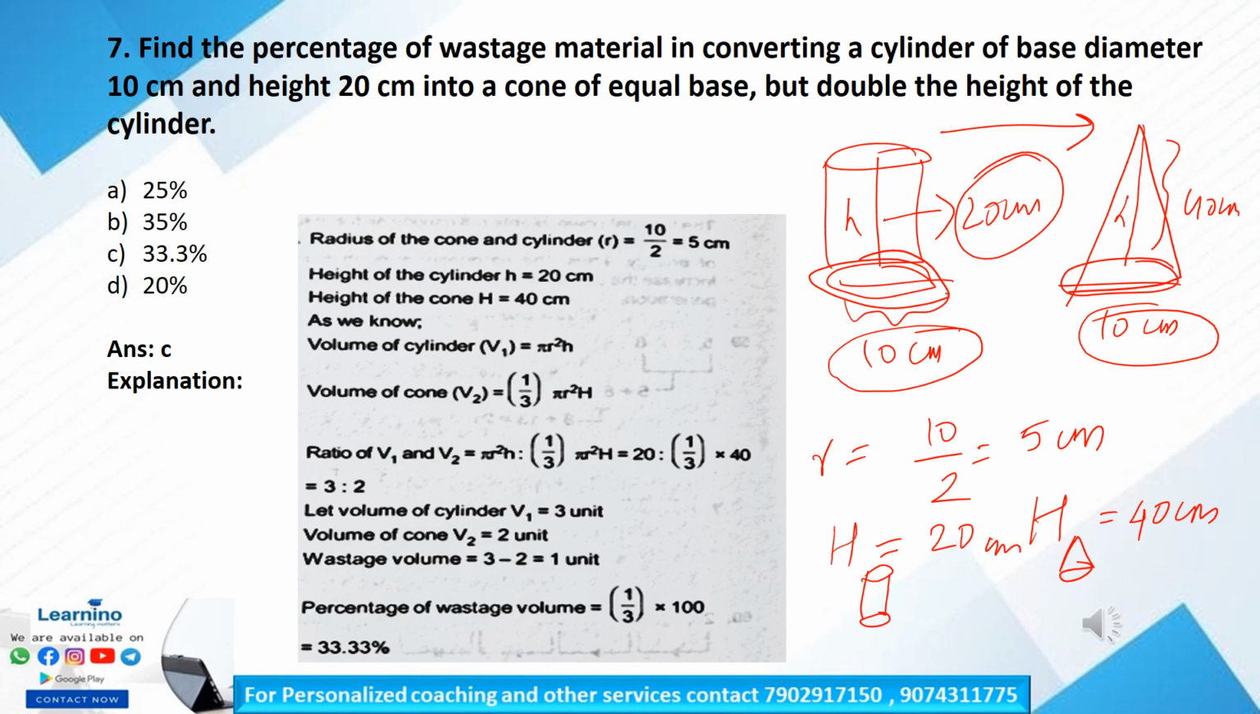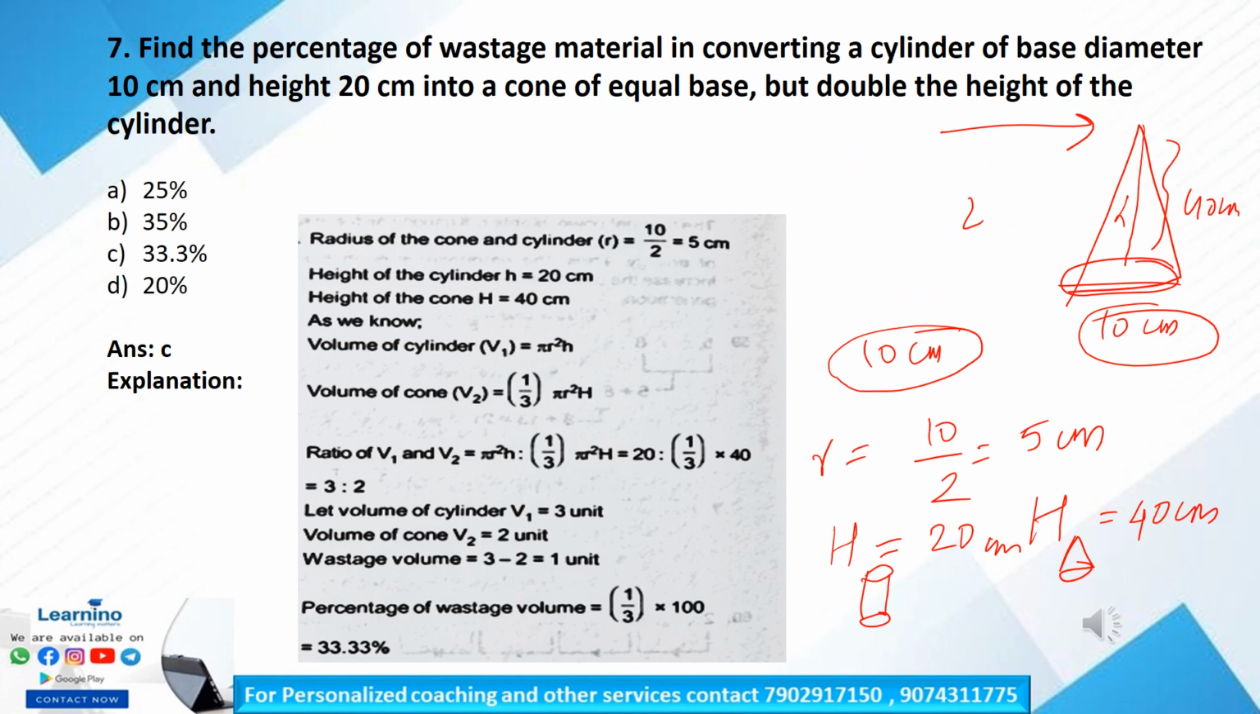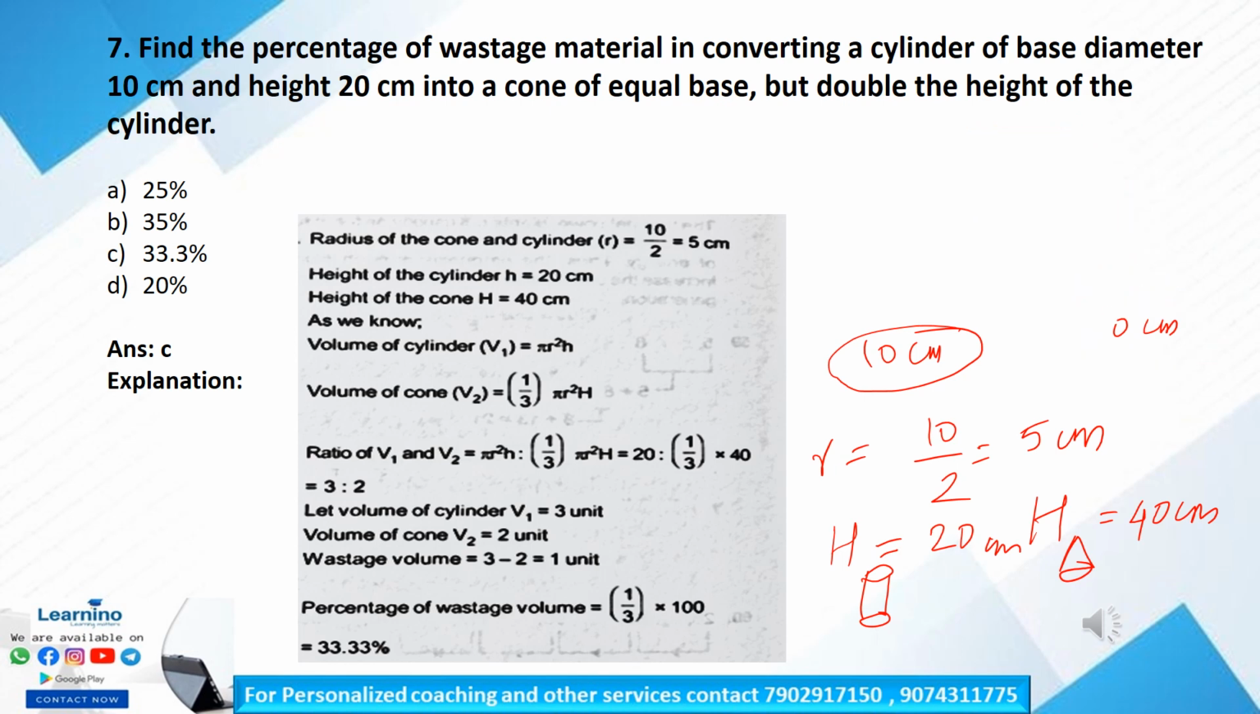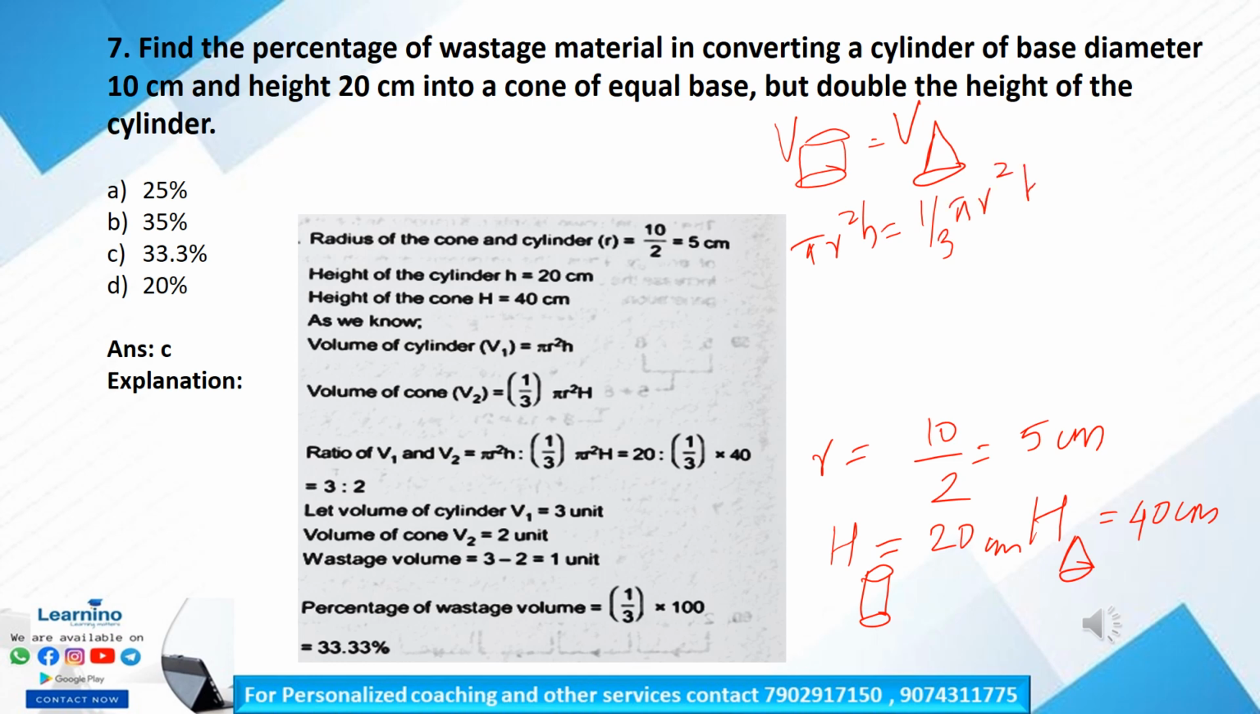So by converting one shape into another shape, what can we do? We have to equate the volumes of those shapes. So we have to equate the volume of the cylinder to the volume of the cone. What is the volume of the cylinder? It is pi r square h, and the volume of the cone is 1 by 3 pi r square h. Here small h is the height of the cylinder, and capital H is the height of the cone, we can consider.